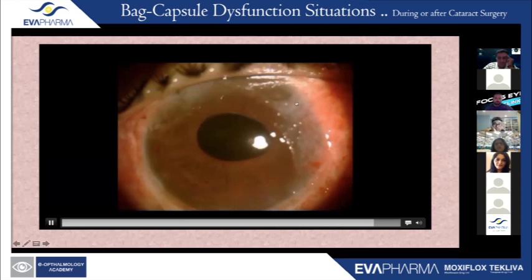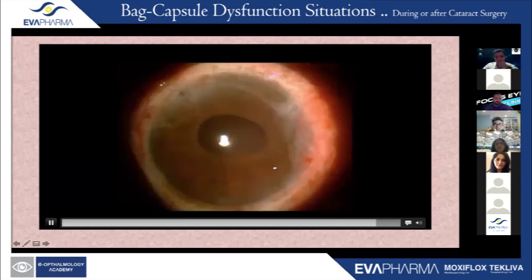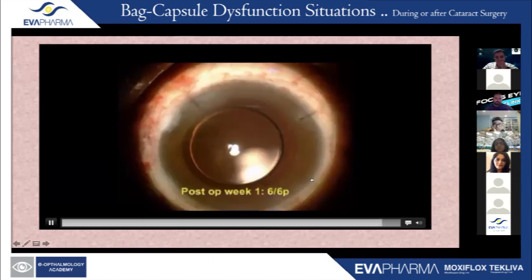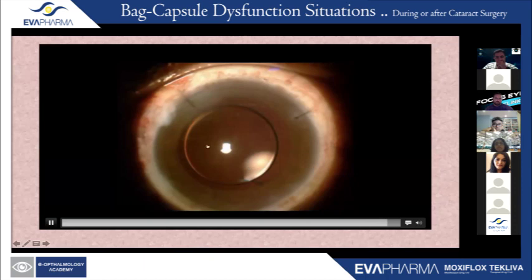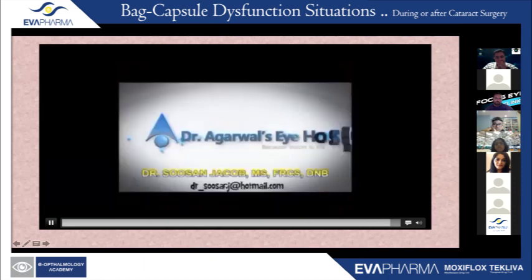There's a lot of glue on the incision, 6/18 vision. The next picture that you see is post-op 1 week, and she was 6/6 partial, or 20/20 partial. And you can see a very well-centered intraocular lens. The capsular exit is there, an intact posterior capsule, and the patient doing very well.